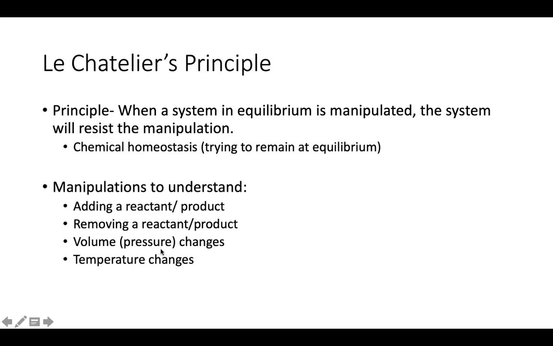And how do we resist changes in pressure? Well, to look at how our system will change based on pressure changes, we have to look at moles of gas. So we're going to look at how many moles of gas we have on the reactant side and the number of moles of gas we have on the product side. If the pressure increases, we are going to shift to the side of the equation that has fewer moles of gas. If we decrease the pressure of the system, our equation is going to adjust by shifting to the side that has more moles of gas.